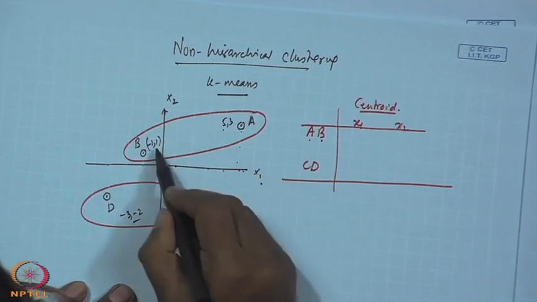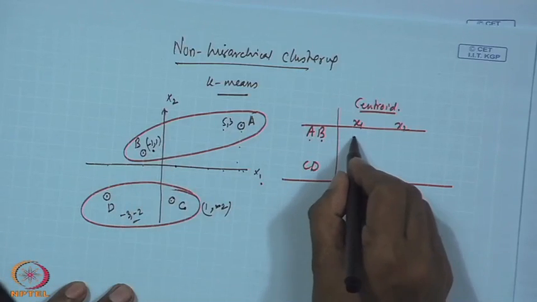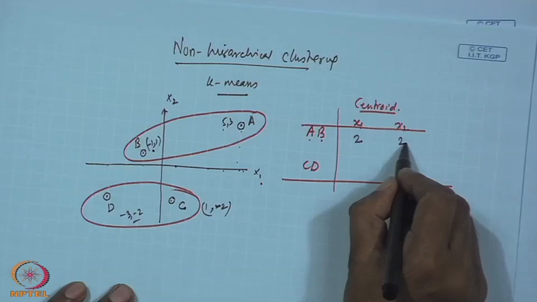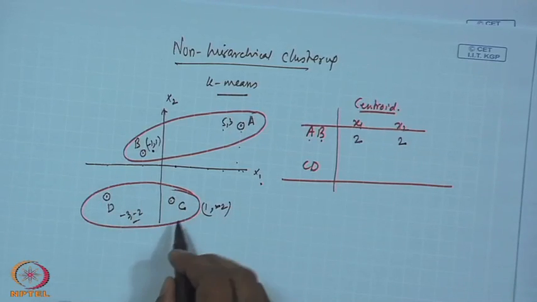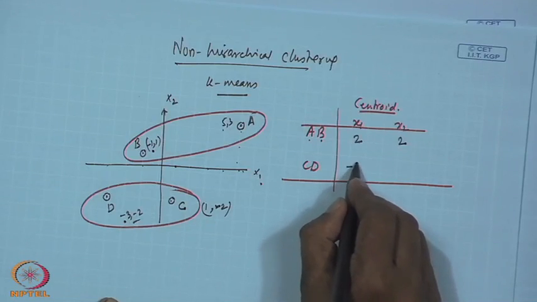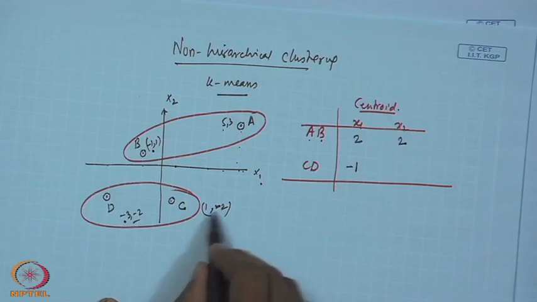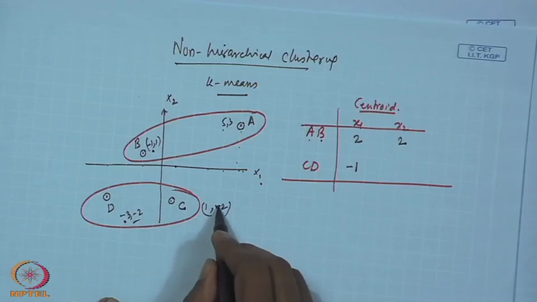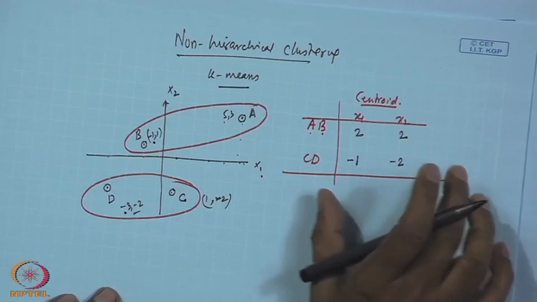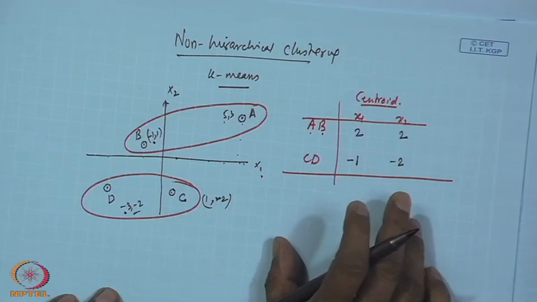So, 5 minus 1 divided by 2, this will be 2. Similarly, 3 plus 1 by 2, this is 2. Now, what is the centroid here? Here 1 minus 3, that is minus 2 by 2, that is minus 1. Then minus 2, this minus 2 minus 2, minus 4 by 2, minus 2. Correct? This is arbitrarily you are doing. Then what you have to do?